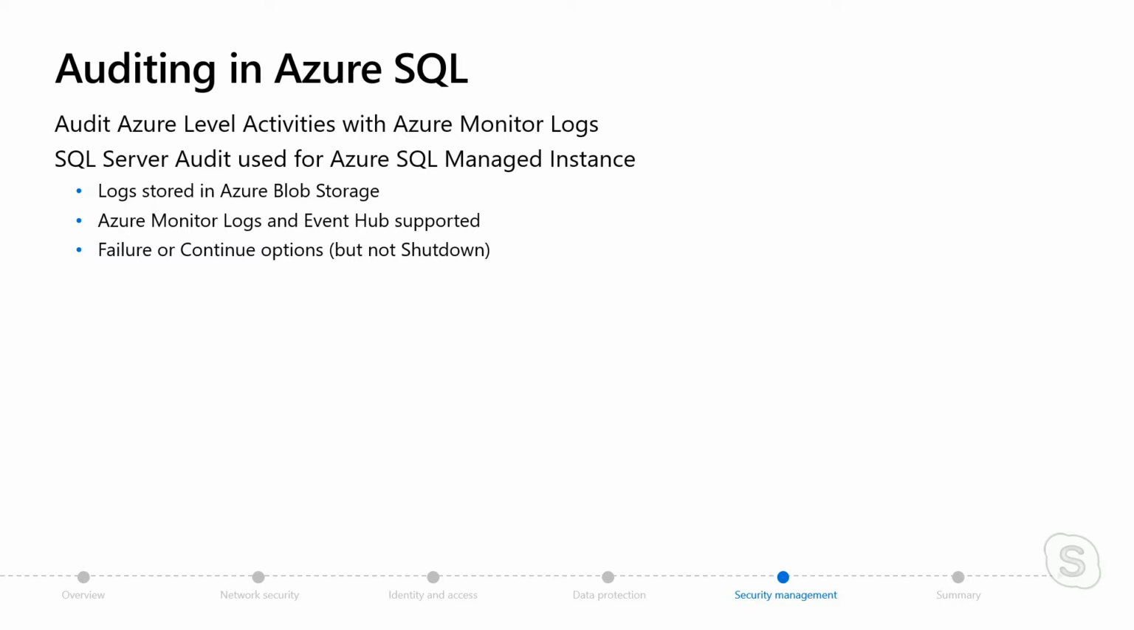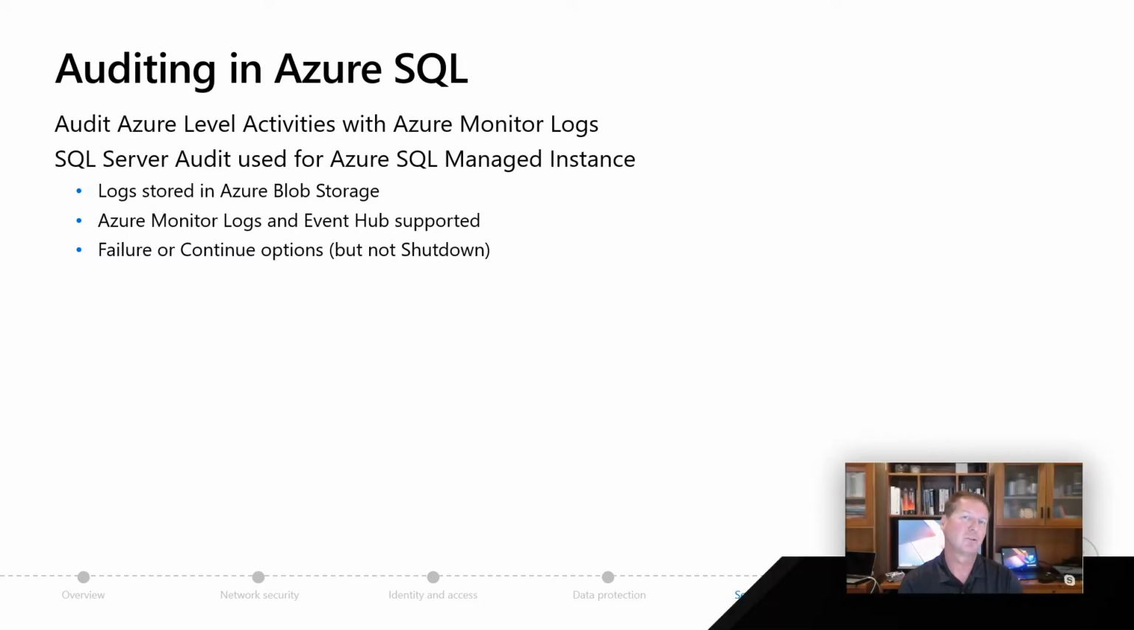Now, when you create a SQL audit, you're used to in SQL Server supplying some decisions for what to do if an audit doesn't work. Well, you don't have the shutdown option, but you do have the fail and continue option. So you can fail the operation or you continue if auditing fails to work during a given sequence.